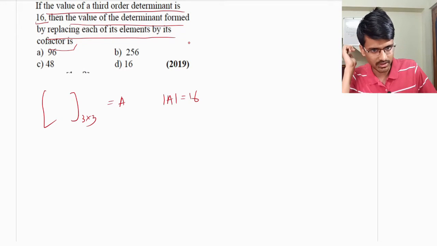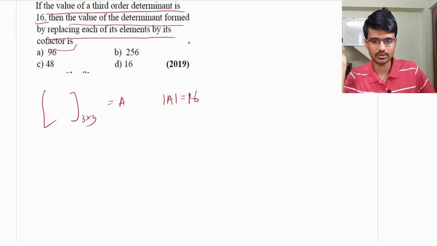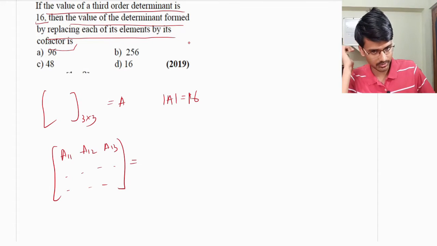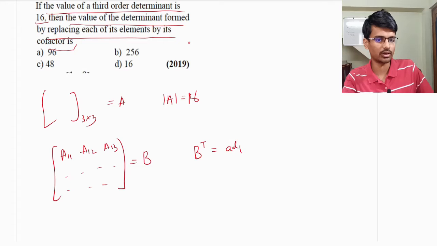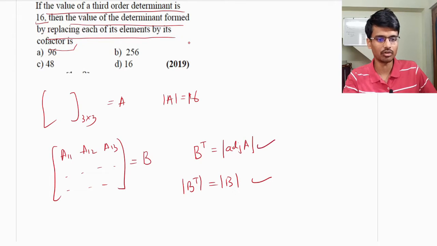Okay, so they are twisting us. They are telling us cofactor matrix. This is a cofactor matrix, A11, A12, A13, and so on. This is not our matrix, this is the cofactor matrix. So what will be the determinant of the cofactor matrix? Let us call this B. We know that B transpose, the transpose of cofactor matrix, is adjoint. So determinant of B transpose is equal to determinant of B. We know this property. So indirectly they are asking us the determinant of adjoint of A.